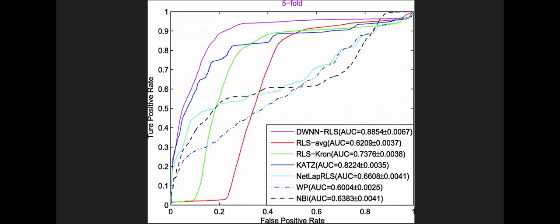AUC versus other metrics. Accuracy. Accuracy is the proportion of correctly classified instances. It's simple to understand but can be misleading on imbalanced datasets. Use AUC instead of accuracy when dealing with imbalanced data.